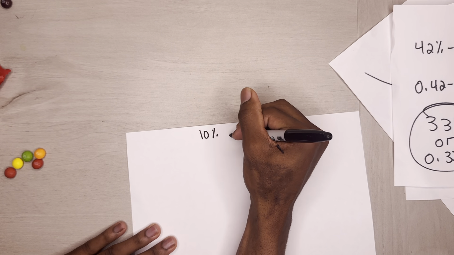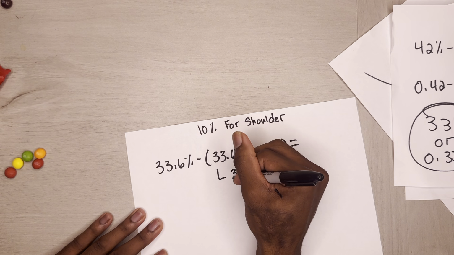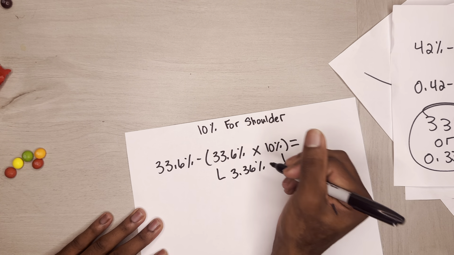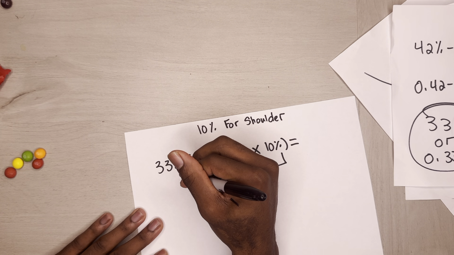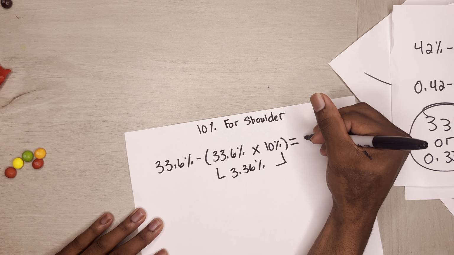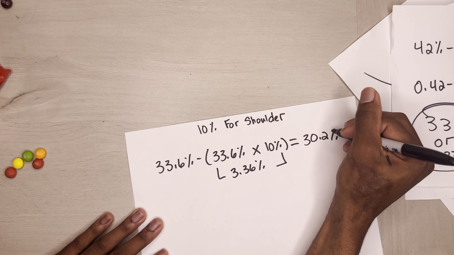We put that in. We're gonna do parentheses first, order of operations, double dog, mad for Marines. We're gonna get 3.36%. 3.36% minus 33.6% is going to give us a total of 30.2%.